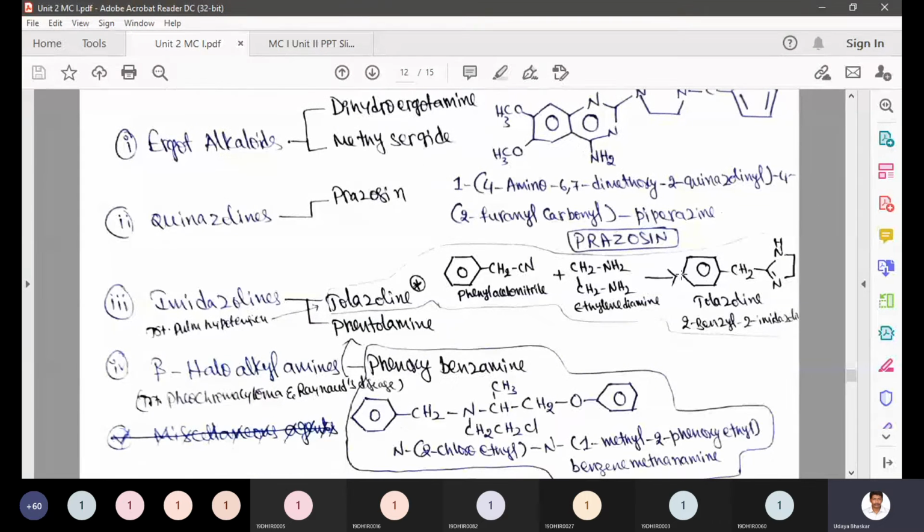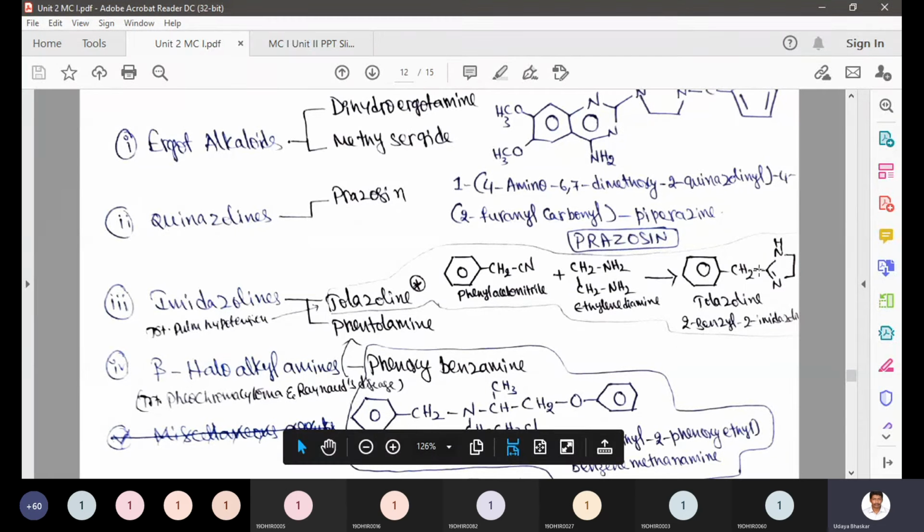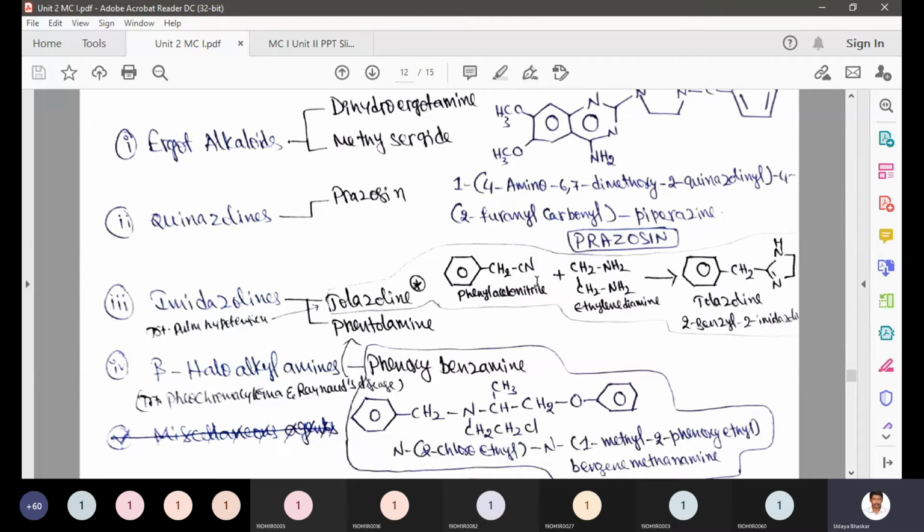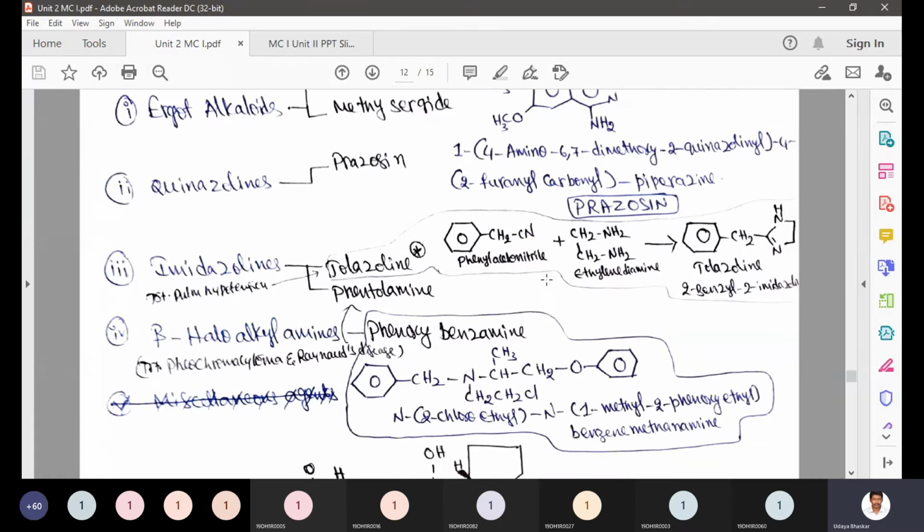Then tolazoline. Okay, tolin means a benzene ring with a methyl group, and attached to that is the imidazole ring. So how is it synthesized? By condensing phenyl acetonitrile with ethylene diamine. This will be cyclized and attached at this methyl group, and the cyano group will be leaving.